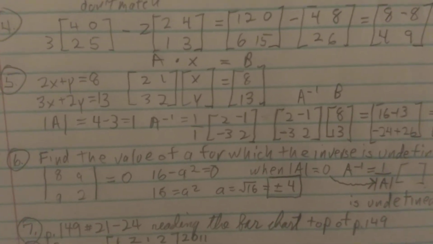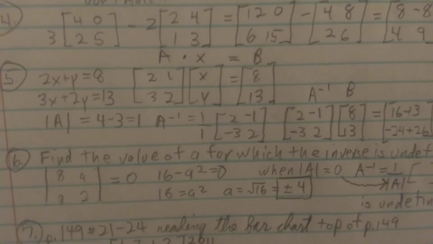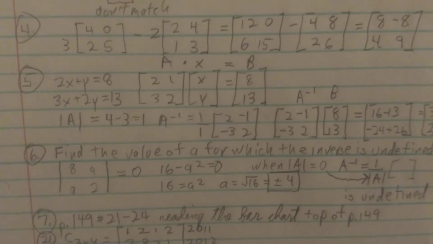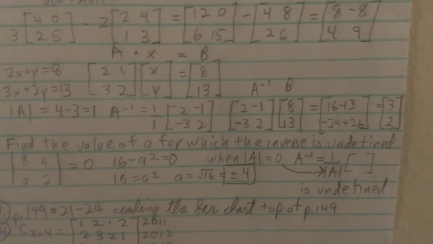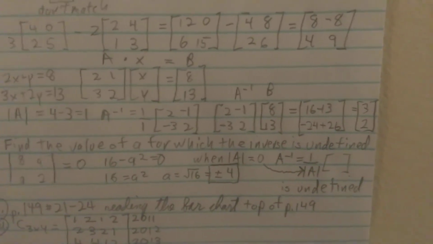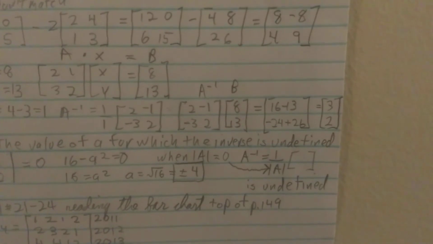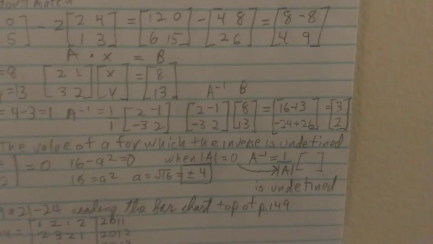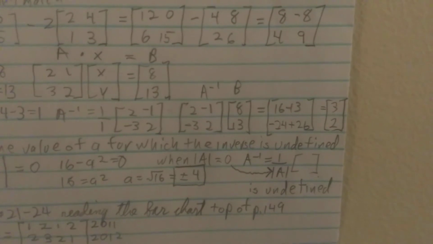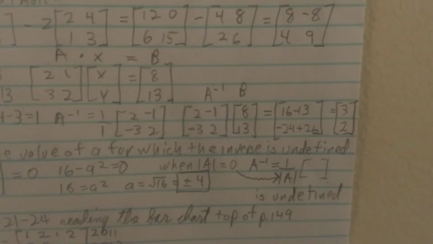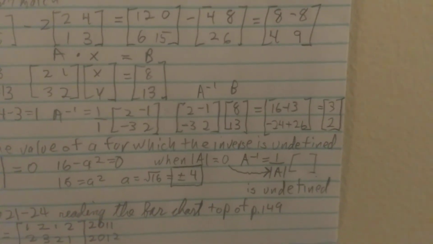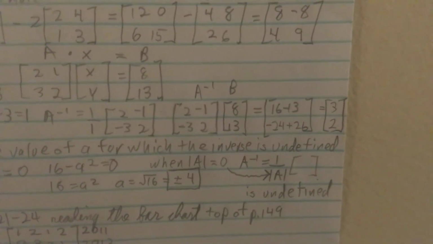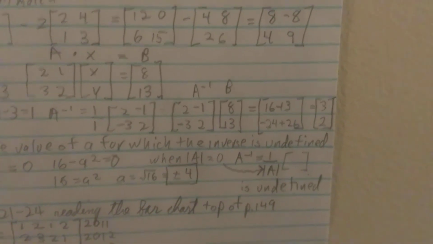And then I interchange the 2 and 2 on the main diagonal, which leaves them the same, and put negatives on the 1 and the 3. So my inverse is 2, negative 1, negative 3, 2. And if I multiply that by my B matrix, 8, 13, I will get my answer, which is 2 times 8 is 16, minus 13 is 3 for x, and negative 3 times 8, negative 24, plus 2 times 13, 26, negative 24 plus 26 is 2 for y. So my answer is 3, 2, the column vector.